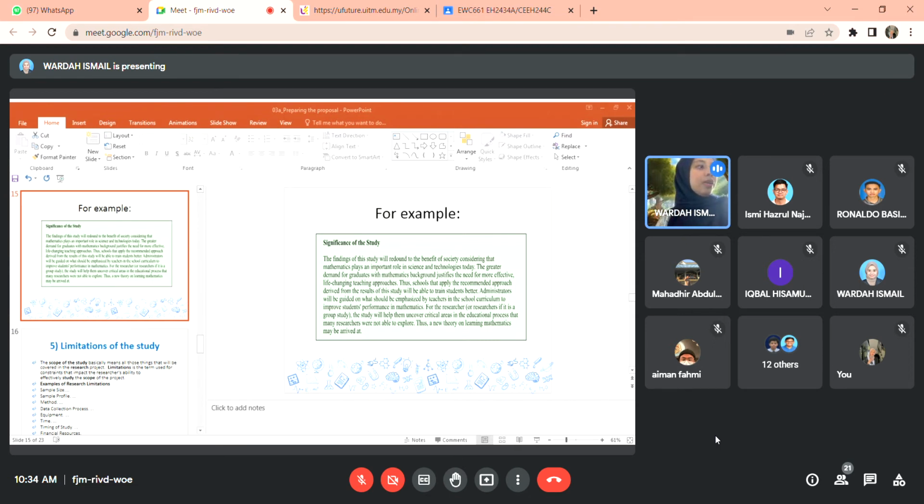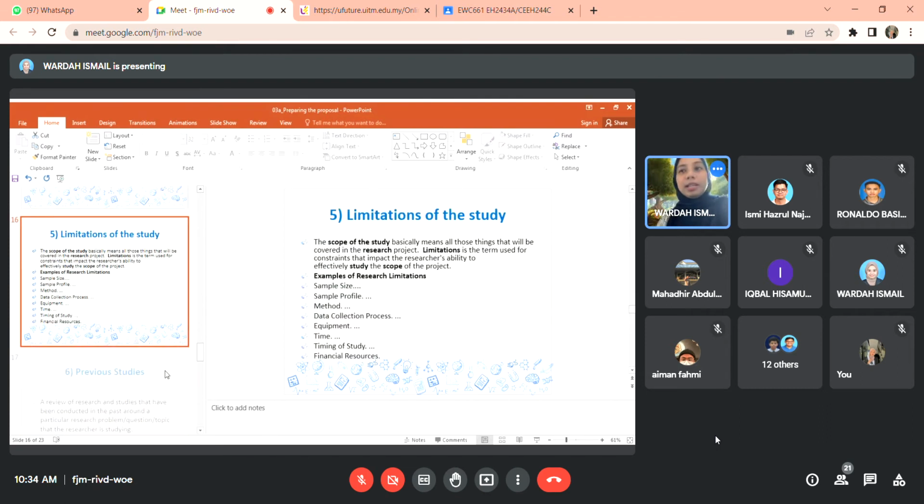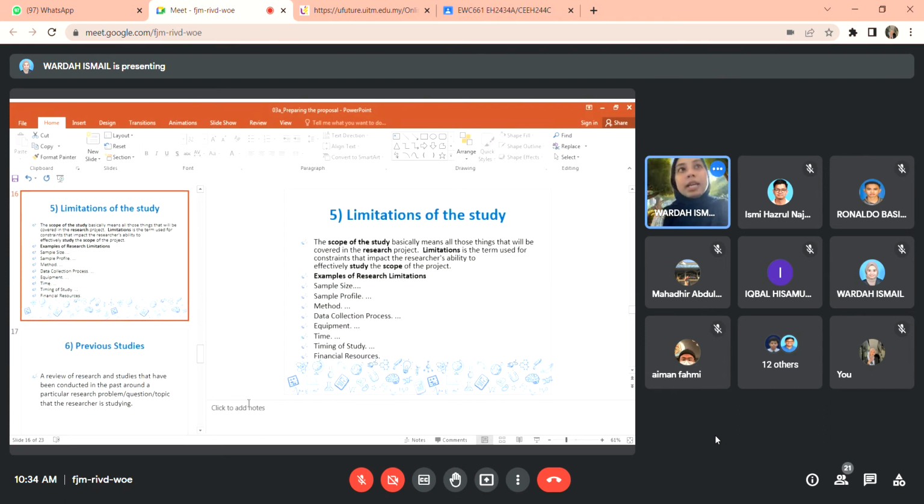Okay, now moving on to limitations. Okay, now limitations means the shortcomings of your study. Okay, so because you are just proposing, you are only proposing an idea, so you have to think of possible limitations.